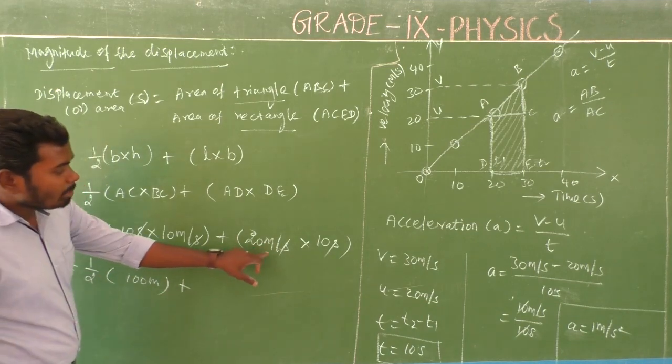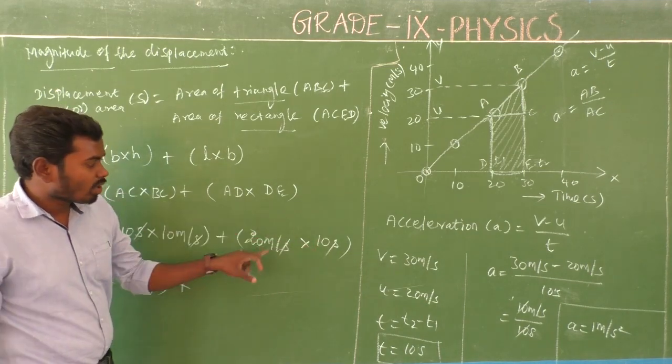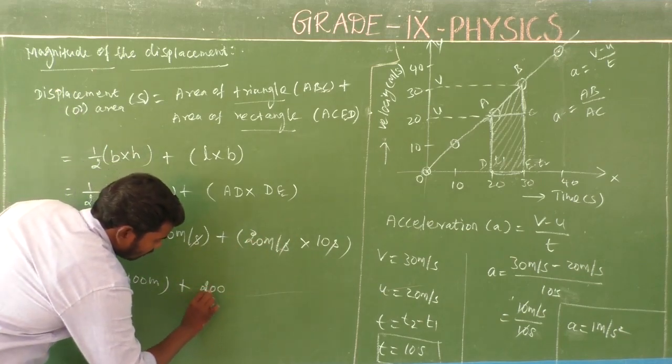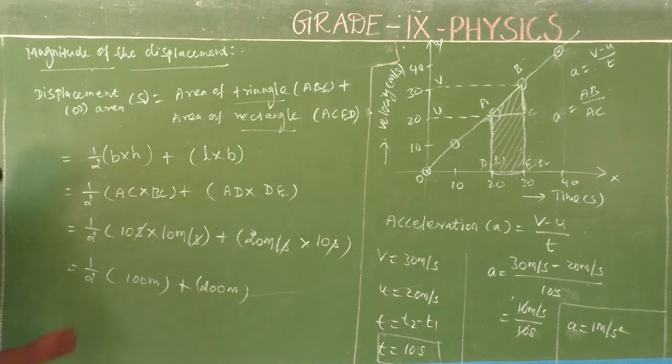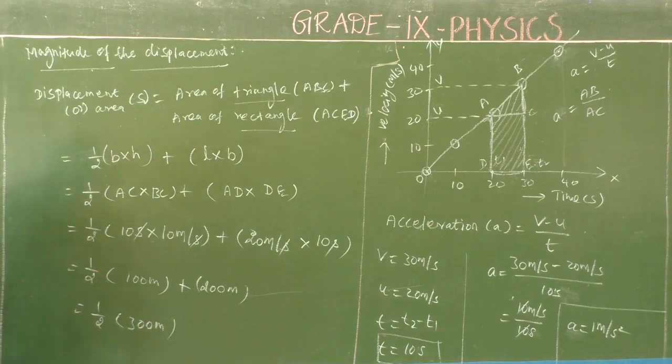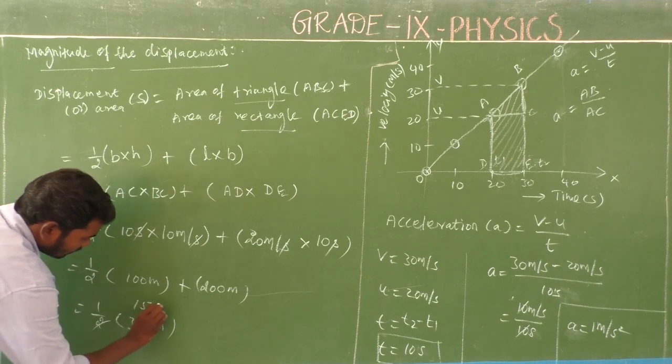Plus 20 meter into 10. Okay, which means 20 into 10 is equal to how much? 200. 200 meter. Is it clear? So remaining, so half. 10 meters plus 20 meter is equal to, 10 meter plus 200 meter is 100 meter plus 200 meter is equal to 300 meter. 300 meter. So half into 300 is equal to 150 meter.